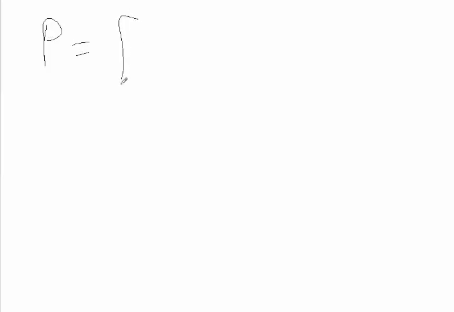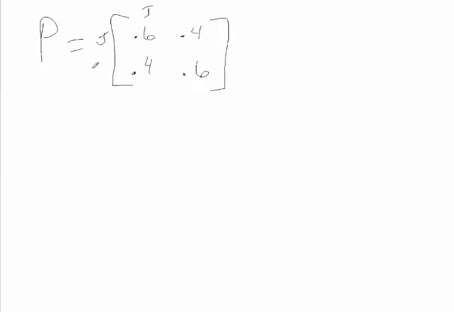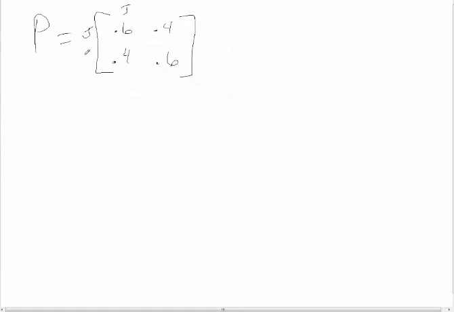So let's do an example of finding an equilibrium vector. So say we have some transition matrix, 0.6, 0.4, 0.4, 0.6. Okay, and just for kicks, let's use the example from the book that keeps showing up about the dry cleaners. So there's Johnson Dry Cleaners and North Clean.